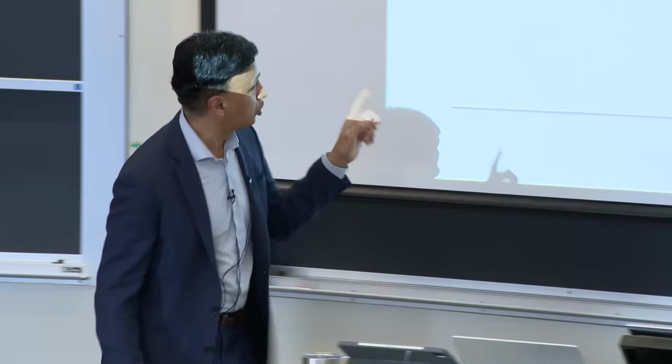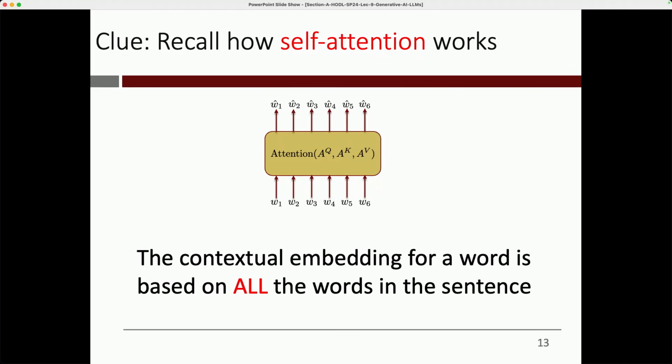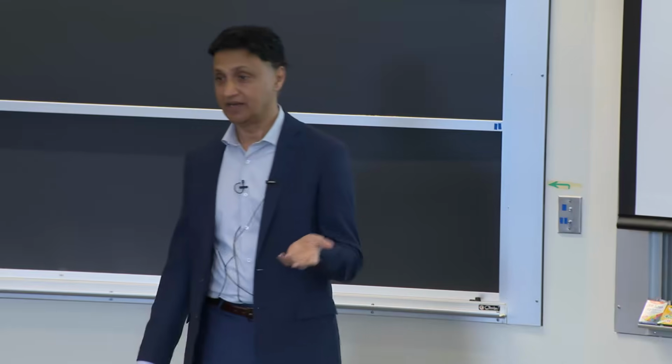So to go back to this problem, this is the issue. The issue is that we can't allow words to be predicted knowing the future. They should only know about the past words. Okay? So what do we do? We have to make a change to the transformer to make it work for next word prediction.